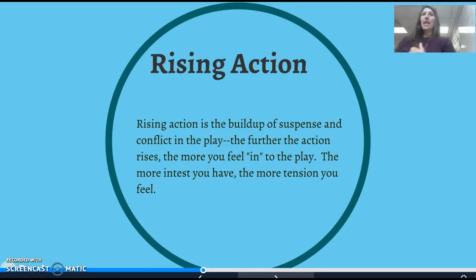2 is the rising action. This is a build-up of the suspense and conflict. The more the action rises, the more we feel into it, the more tension. Rising action is number 2.